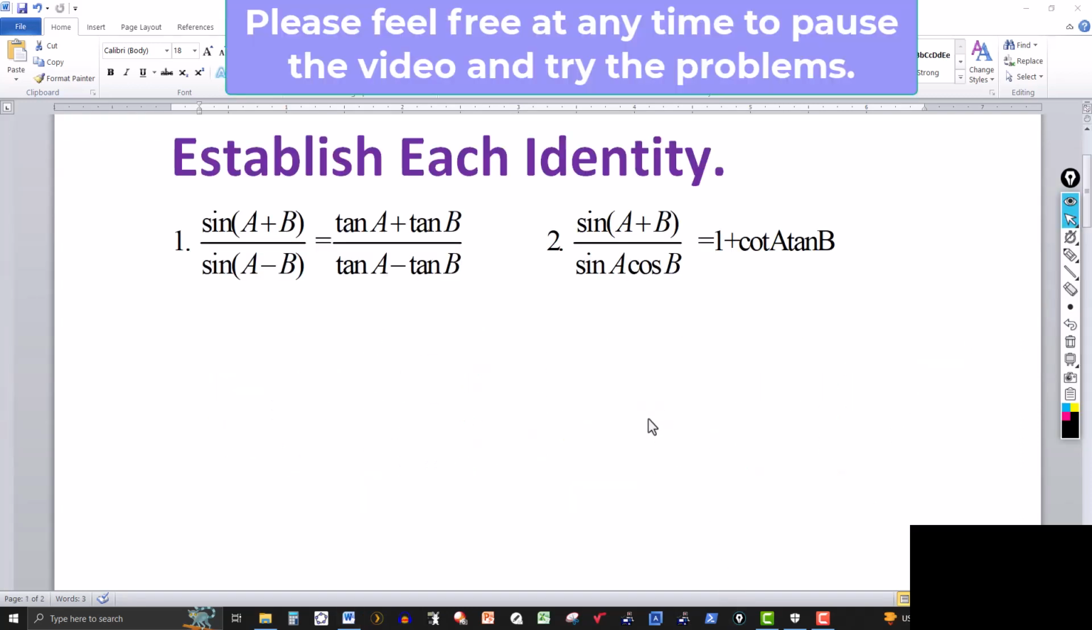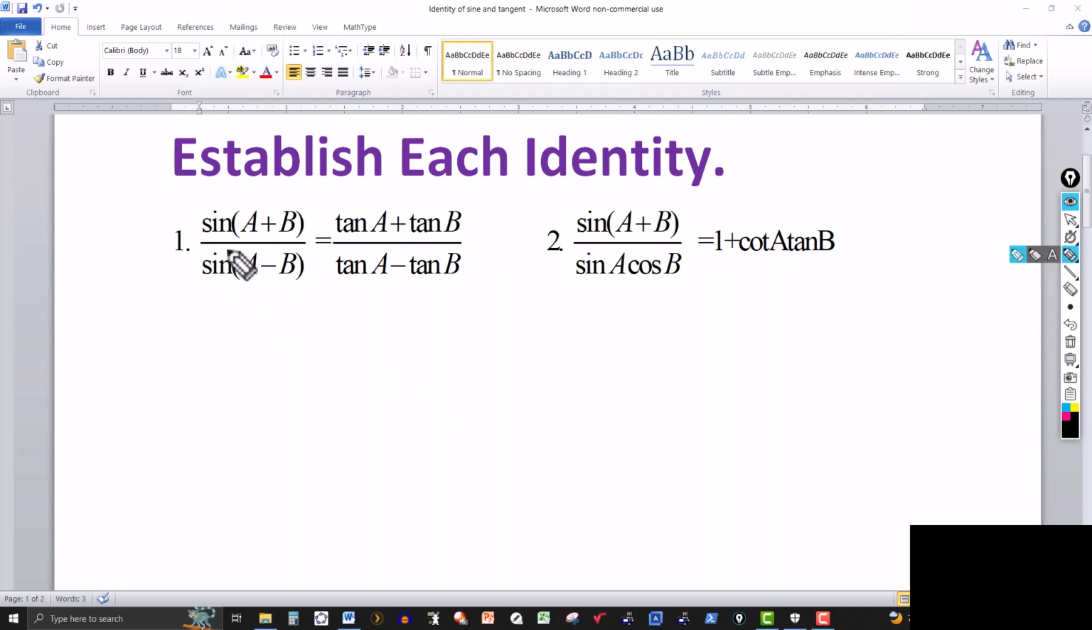The standard procedure to solve or prove an identity, or establish an identity, is to start with one side, either the left or the right, it doesn't matter, whichever seems easier to you, and show that it gives you the other side. So I'm going to start with the left side. I have the sine of A plus B over the sine of A minus B.